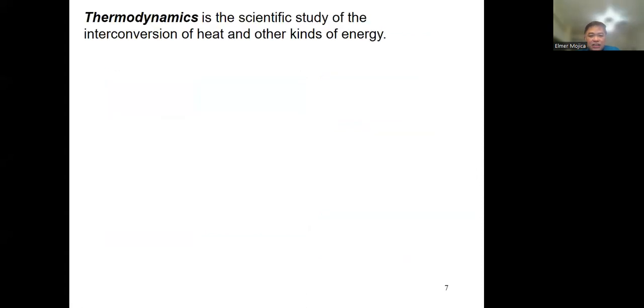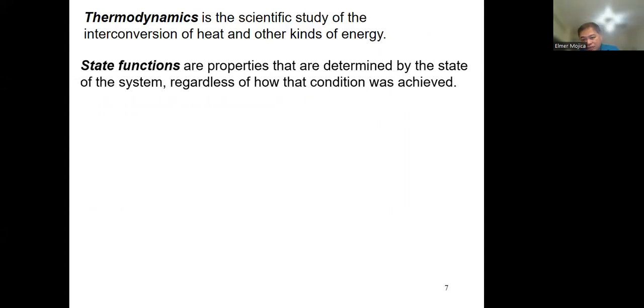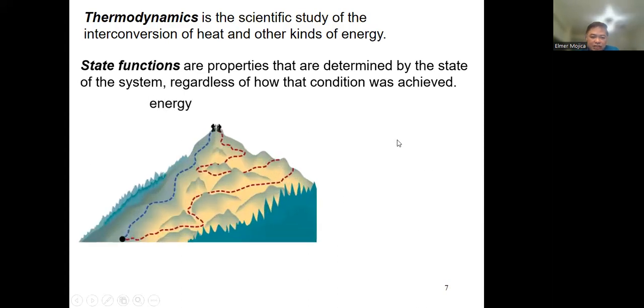Thermodynamics is the scientific study of the interconversion of heat into other kinds of energy. Maybe it might not be included in our module. We have the so-called state functions, properties that are determined by the state of the system regardless of how that condition was achieved. So energy is a state function. When you look at the energy, it doesn't care how you got to the present state. Whether you took this path or that path, it doesn't care, since it's a state function.